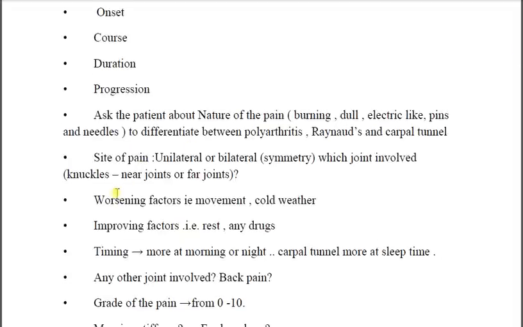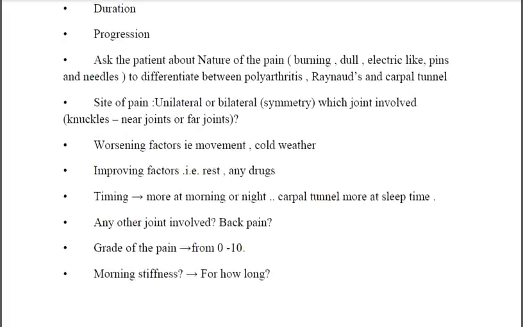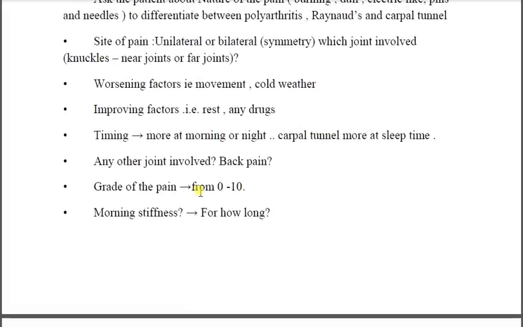Worsening factors and improving factors. Anything that worsens your condition, like exposure to cold or movement. Improving factors, anything that improves your condition, like rest, warmth, or any drugs. Time of the pain. Why are you asking about the time of the pain? Because in carpal tunnel, the pain will be worse at night. Any other joint involved, like back pain. Grade of the pain from 0 to 10, 0 is the minimum and 10 is the maximum.